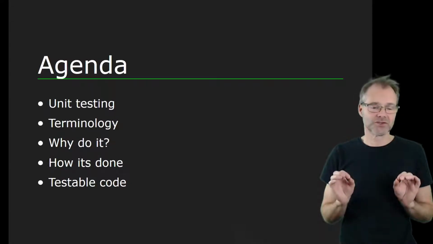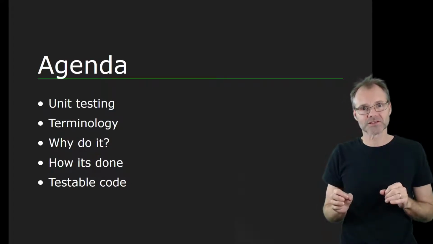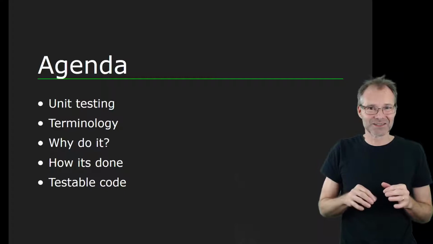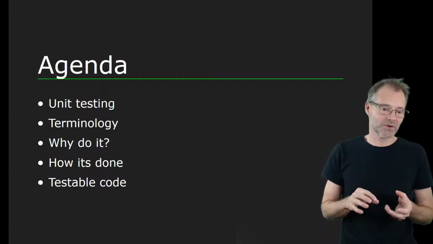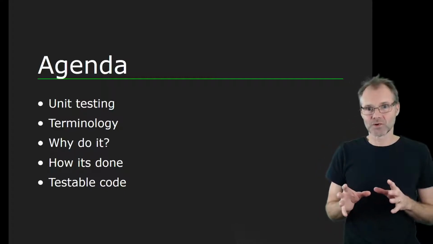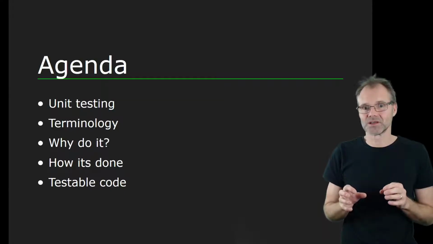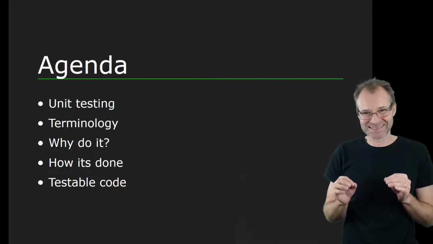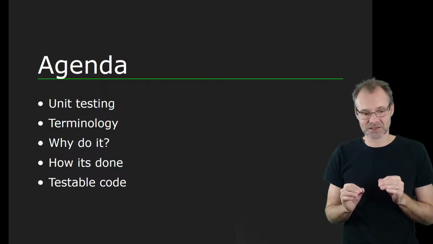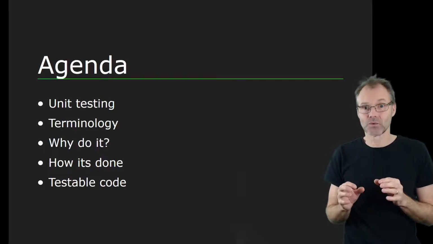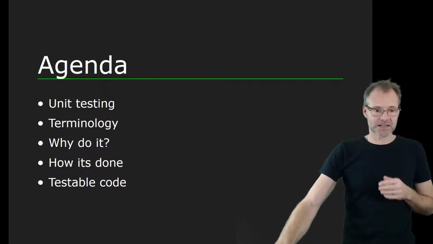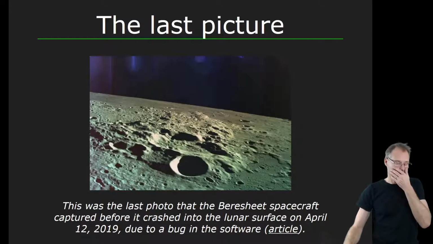It's going to be about unit testing, terminology around it, a bit about its structure, why we do it, how it's done, and we're also going to talk about testable code. What is testable code? And maybe also a bit about good code. Testable code might be good code. Well, let's see. So, moving on.